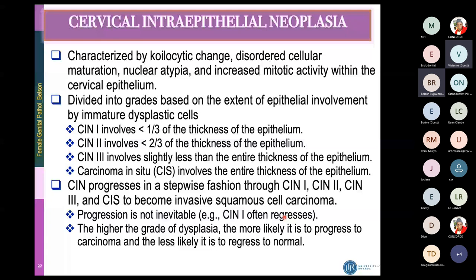Yes, there are some which regressed. So I think you remember in cell injury and cell adaptation that atrophy, metaplasia, hyperplasia, and hypertrophy are reversible. And dysplasia also is reversible. CIN 1, 2, 3 are just dysplastic changes. They are dysplasias. They can be reversed if the cause is removed.